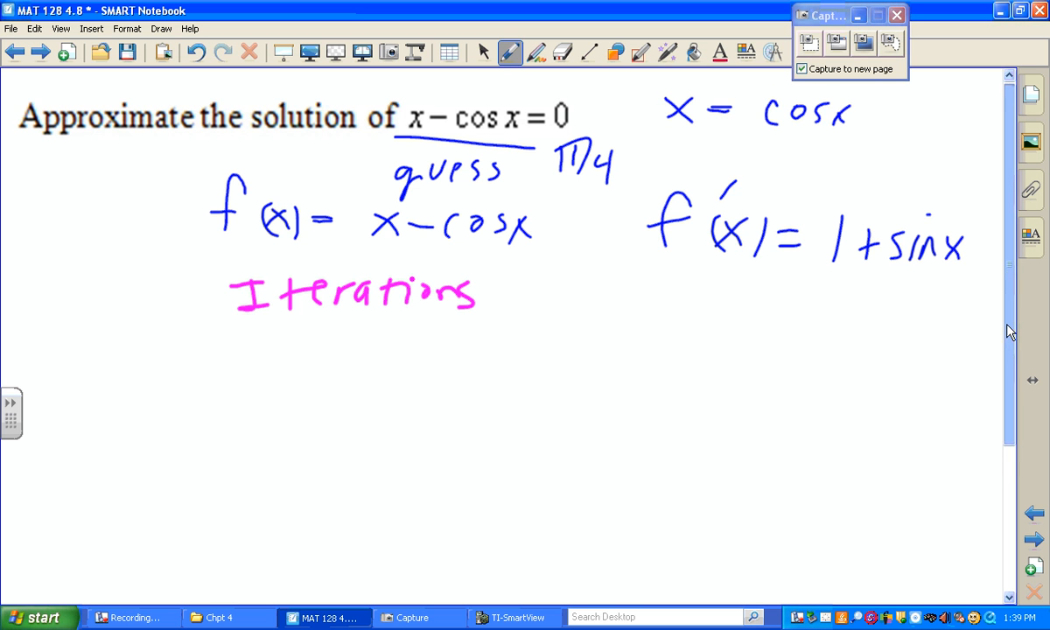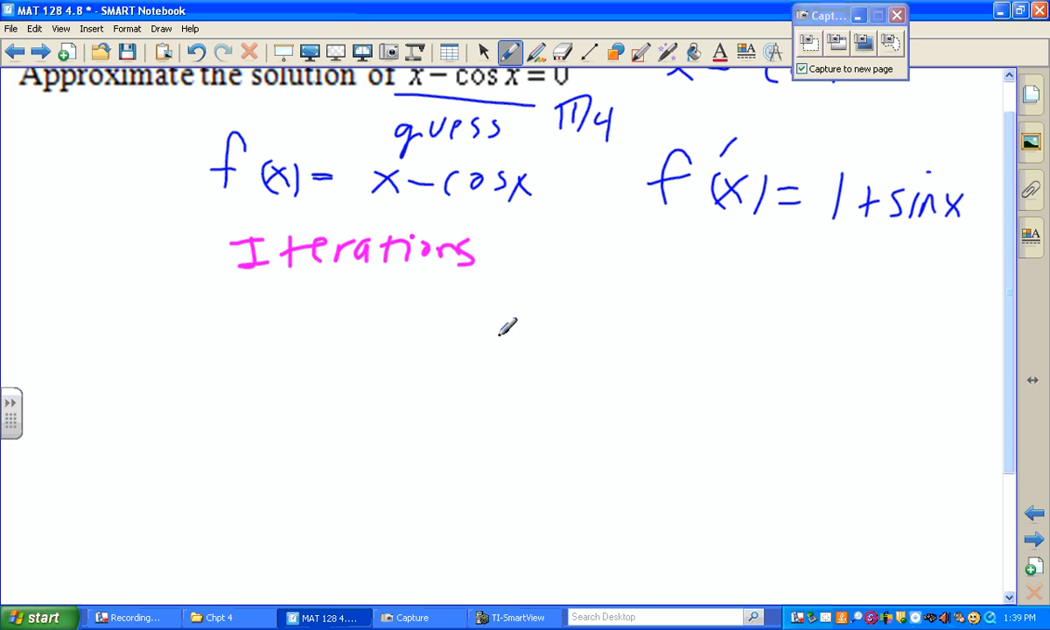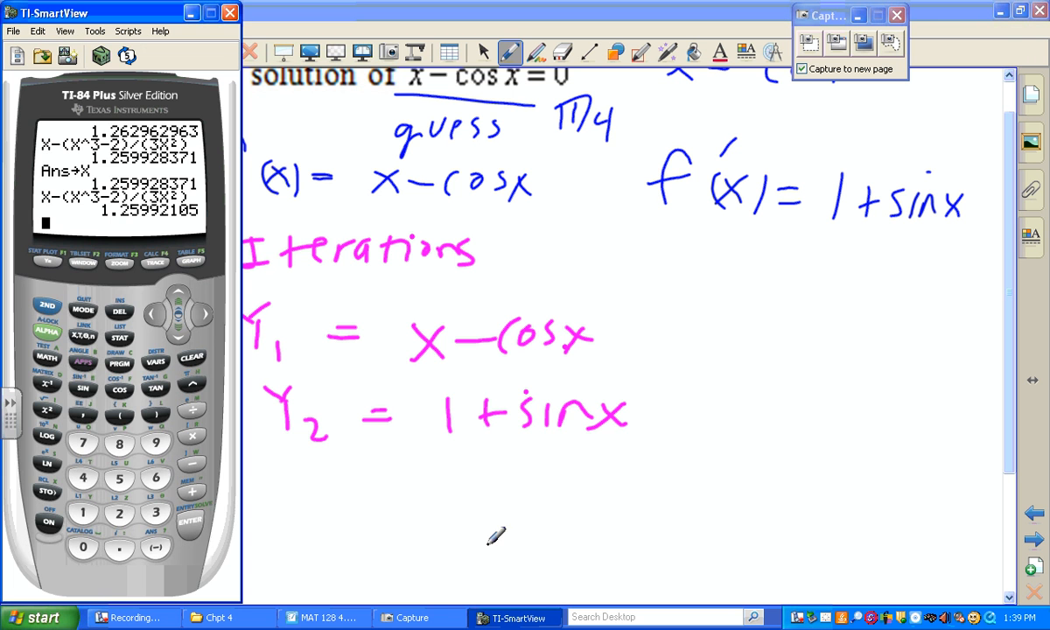You don't have to do it like this, but I'm going to set the calculator up for iterations. I'm going to use y sub 1 as my function, x minus cosine of x. I'm going to use y sub 2 as my derivative, 1 plus sine of x. Why am I writing it down like this? Well, remember, I'm supposed to write down everything, so Shane has a fighting chance of doing this. Obviously you have to be in radians. Just double check that.